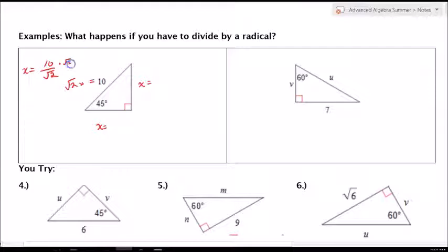So if I multiply top and bottom by square root of 2, on the top I'm left with 10 root 2. On the bottom, square root of 2 times 2, the root 2 is just 2. And I could simplify, well 10 over 2 is just 5, so I get 5 root 2. So that would go in both of these spots.